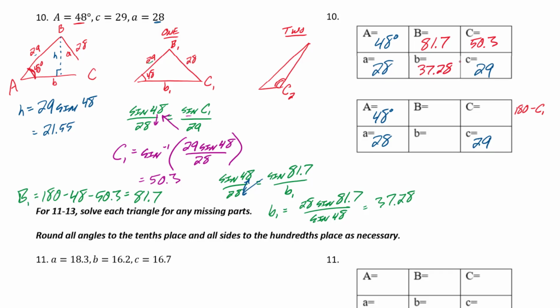And again we can look at the logistics of that. Across from the biggest angle should be the biggest side, so B is the largest, side B was the largest, that's good. And smallest angle is A, small side also was A, so at least that checks out.